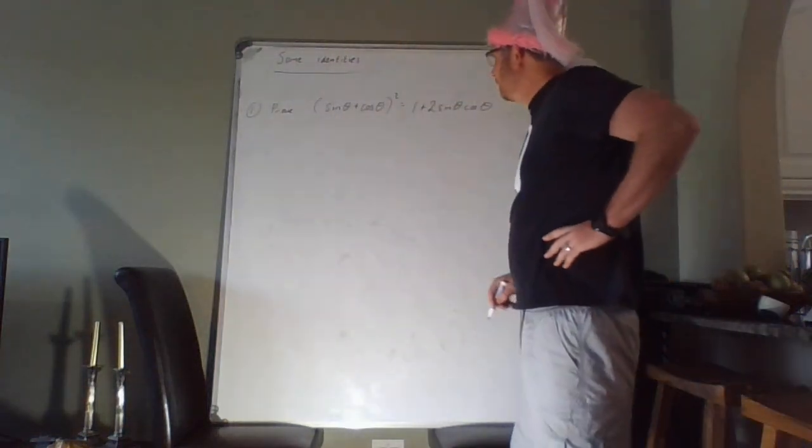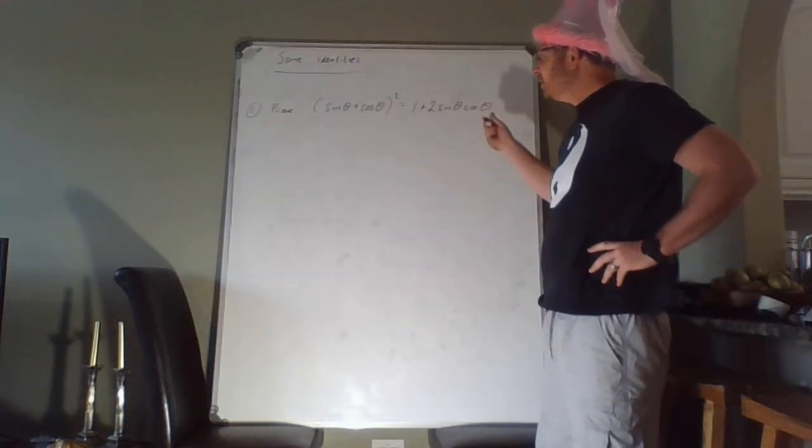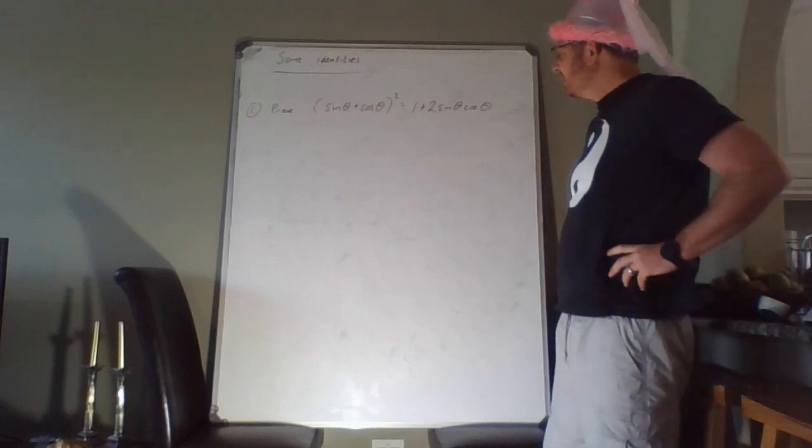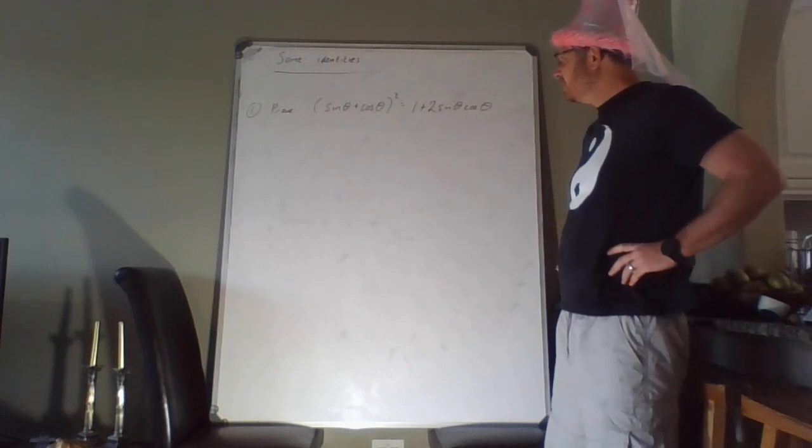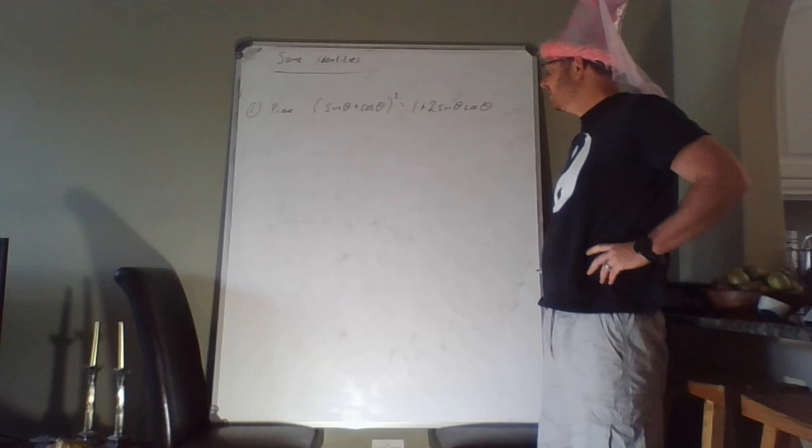Okay, let's just practice a couple of identities. Try that one. It's pretty short, it's pretty easy. Give it a go. Prove that sine theta plus cos theta all squared is equal to 1 plus 2 sine theta cos theta.